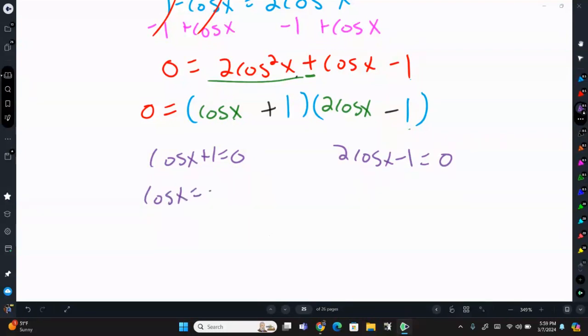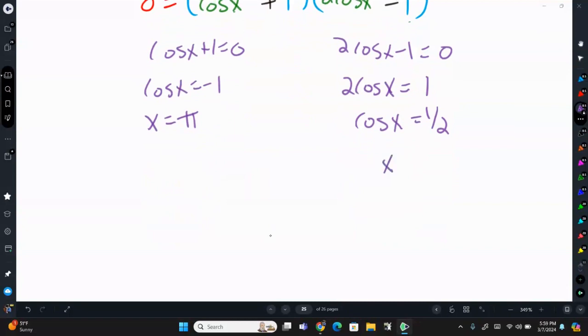Cosine x equals negative 1. That occurs at pi. So 2 cosine x equals positive 1. Cosine x equals 1/2. And then x is equal to pi over 3 and 5 pi over 3. So then we're going to check each of these solutions.